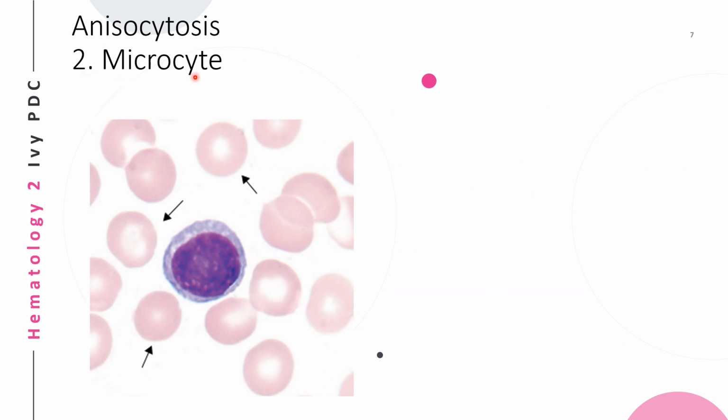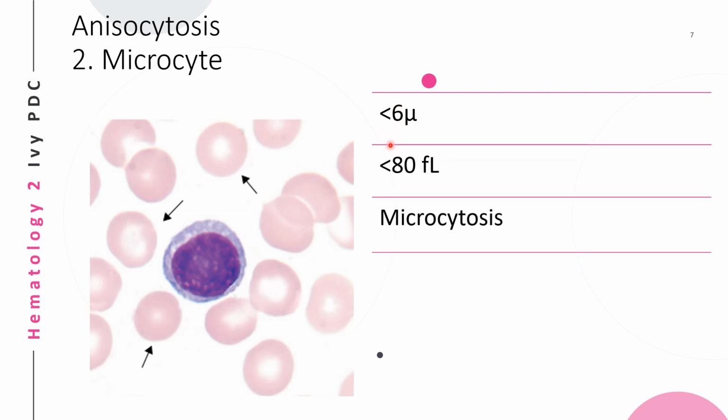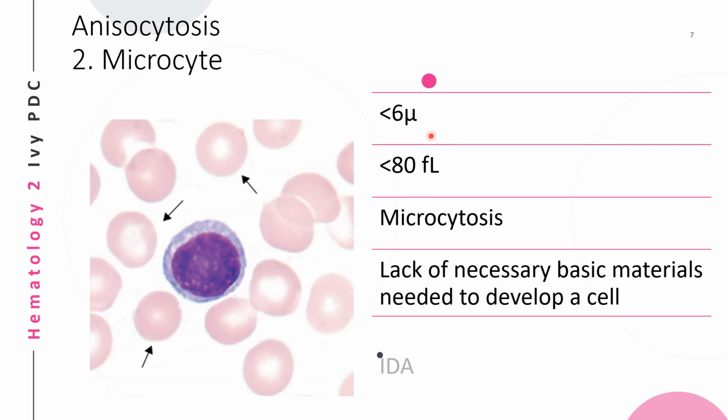The second one is a microcyte. A microcyte is a red blood cell that measures less than 6 microns or less than 80 femtoliters. The condition with an increased number of microcytes is called microcytosis. Microcytes lack the necessary basic materials needed to develop a cell, and these are usually seen in IDA or iron deficiency anemia. In this picture, this is considered as a microcyte because it is smaller than the nucleus of a lymphocyte.